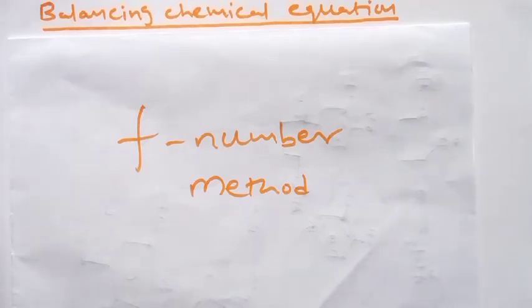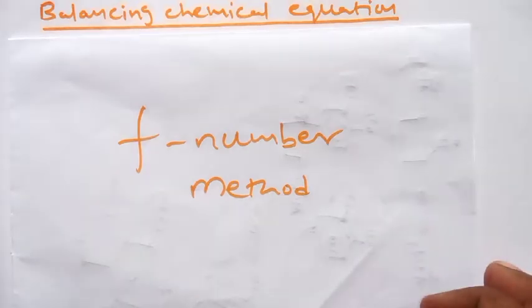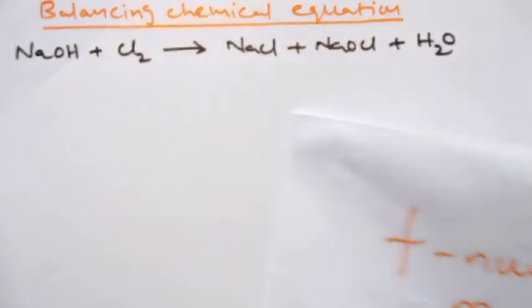In today's session, we shall learn about one more balancing method, which is the F number method. In the last two video lectures, we learned about the algebraic method, how to balance the chemical equation by the algebraic method, and especially hydrocarbon burning reactions, combustion reactions. Already we learned. Now look at how to balance the equation by using the F number method.